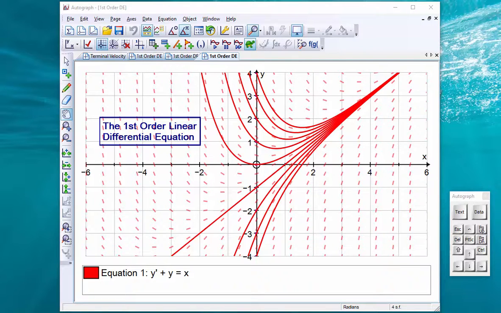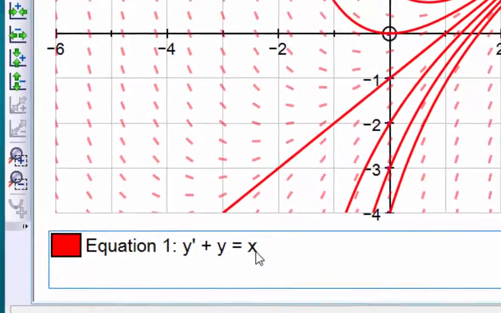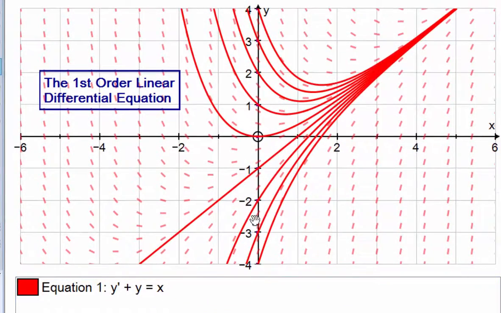This video is a quick look at the differential equation facilities in Autograph, and in particular the first order linear equation. So here it is, entered as y prime plus y equals x, and it all looks very neat and tidy. So how do we get that?